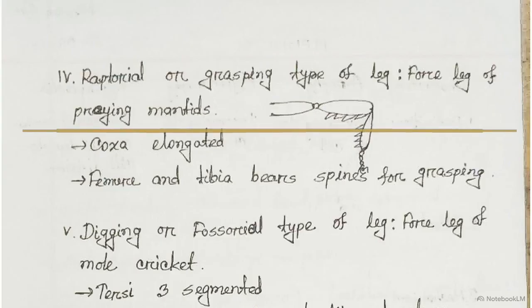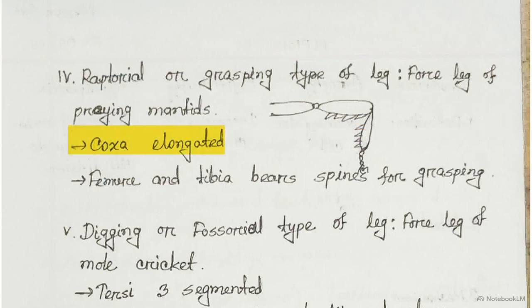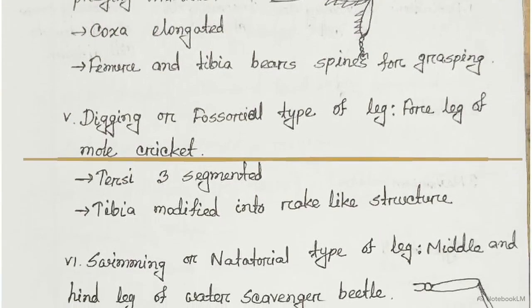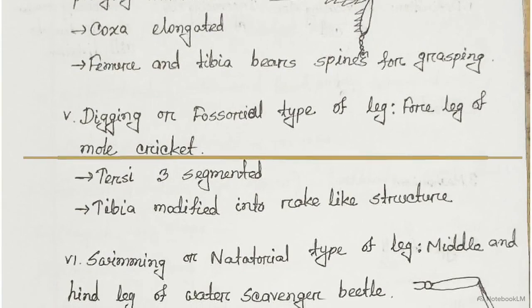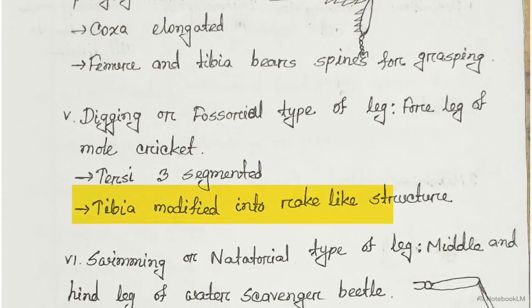This next page diagrams the raptorial, or grasping leg, of the praying mantis. Notice how the coxa is heavily elongated for reach, while the femur and tibia are lined with sharp spines to trap prey. Below that is the fossorial leg, used for digging by insects like the mole cricket. The key modification is the tibia, which flattens out into a heavy, rake-like structure to move soil.